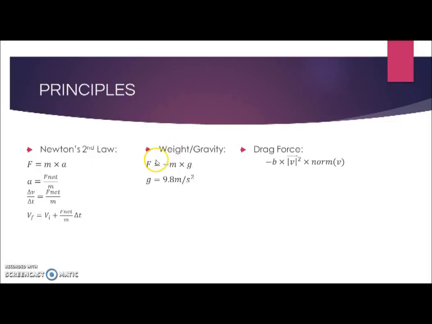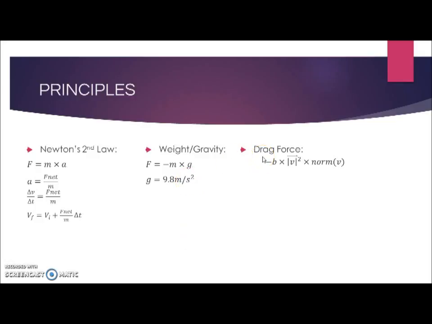Weight is found by doing negative mass times gravity. This should be a W, not an F. g equals 9.8 meters per second squared. This is the constant for Earth. And we need this because when a highlighter is dropped, gravity is acting on the highlighter.